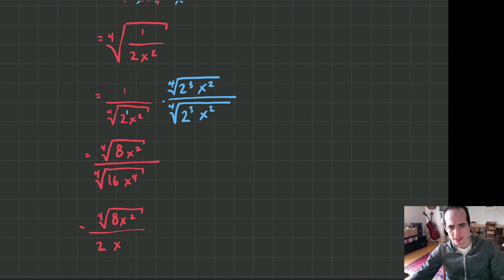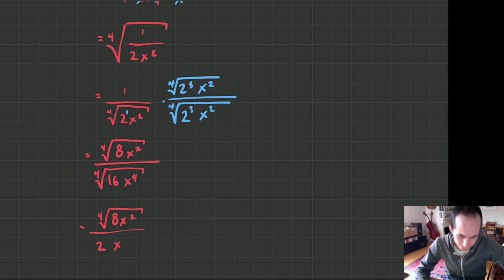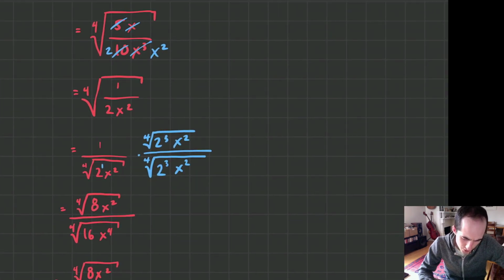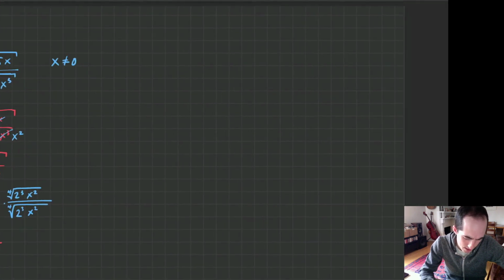Now for kind of the next level of rationalizing denominators. This is kind of where things get a little more challenging. So here we're going to be talking about something called conjugates. Okay, so we're going to talk about conjugates.